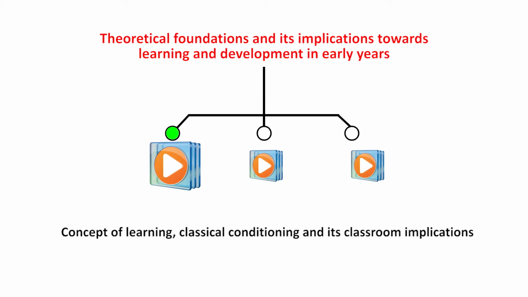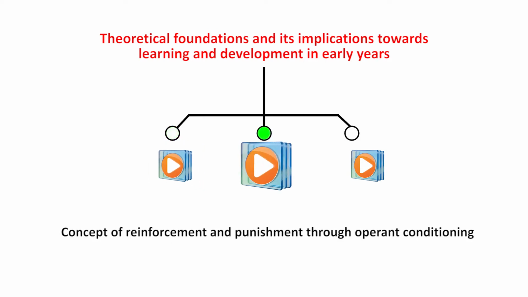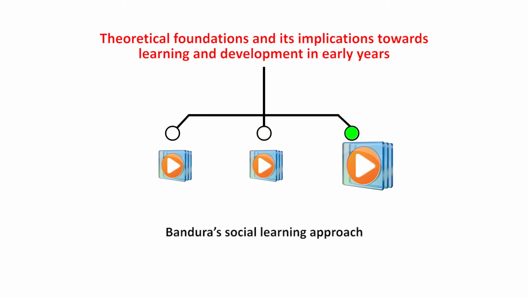The first video would elaborate on the concept of learning, and it would explain how classical conditioning helps towards learning. The second video would elaborate on operant conditioning and how reinforcement and punishment play an important role towards the learning of a human being. The third video is on how children learn by means of imitation and practice in the way of social learning as proposed by Bandura. So, now let us move on to the concept of learning.